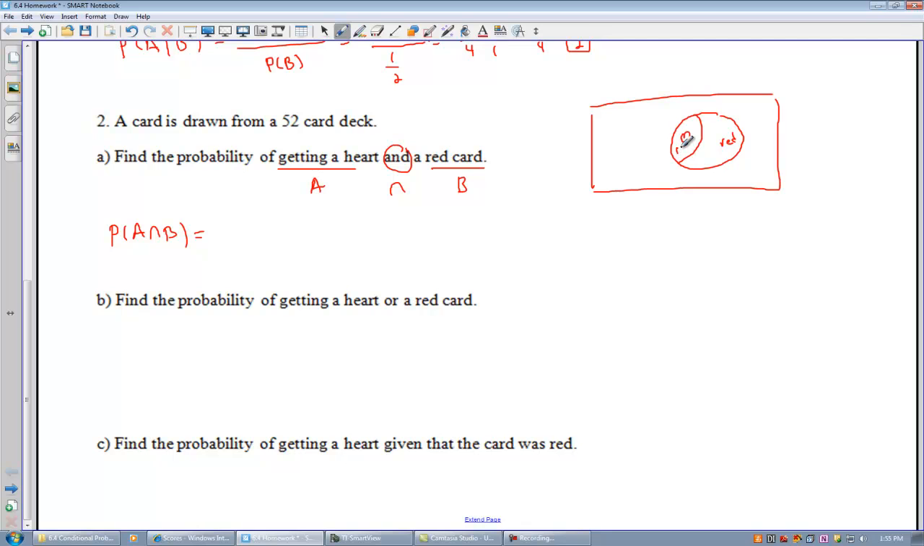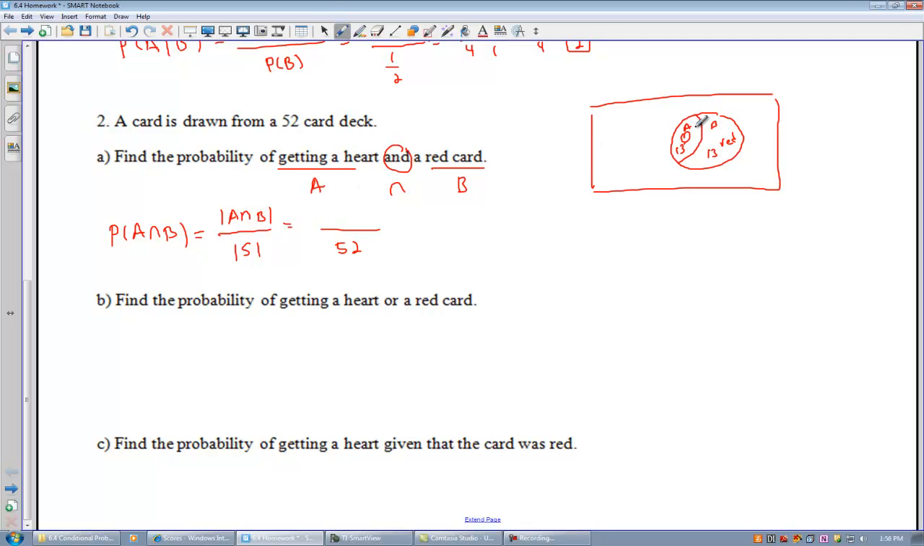Right, so there are 13 hearts here. And over here, there are 13 other red cards to give you a total of 26 cards. So if I want to figure out the probability of A intersect B, I'm going to go right back to the definition of probability. So I take the number of things in A intersect B, right, so this is like my A, and this is my B, divided by the number of things in my sample space, S. The number of things in my sample space, well, there are 52 cards total.